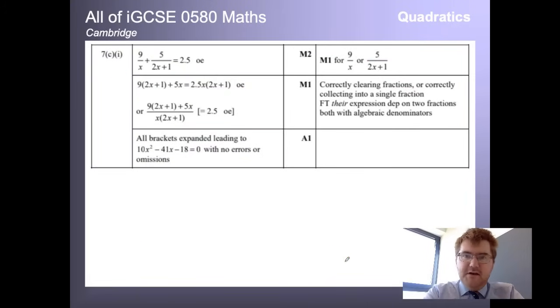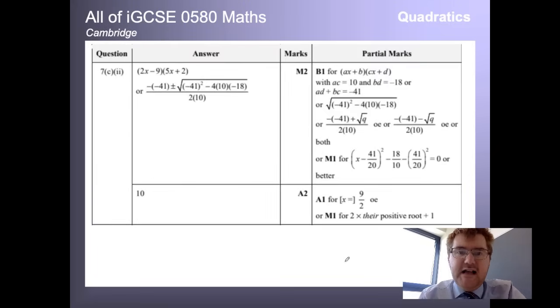You can have a look at the mark scheme. So you've got C1 here, so you can see exactly where we pick up the marks. And then C part 2, this is our final answer of 10. Remember to do that very last part, which is to work out the 2 times this 9 over 2 plus 1. That's really, really important.